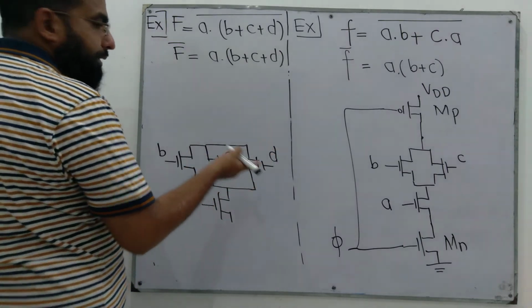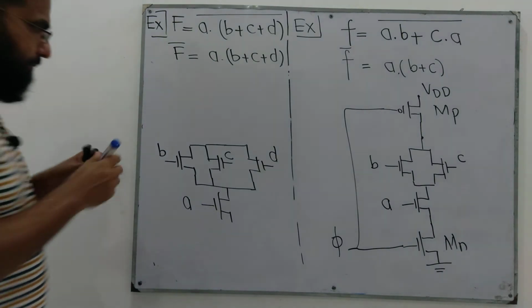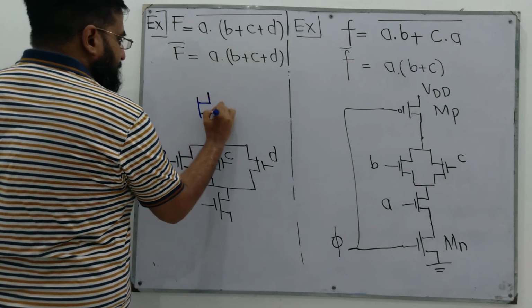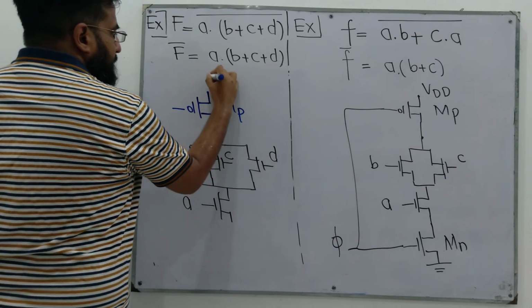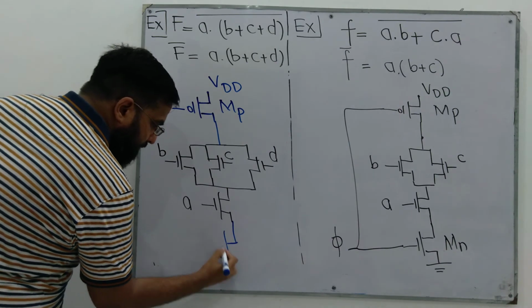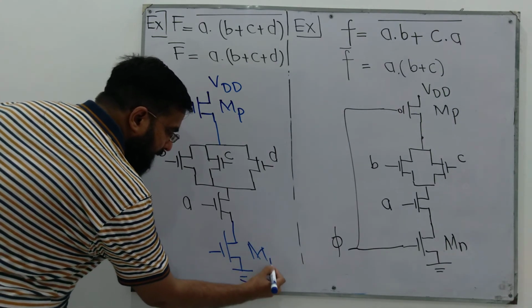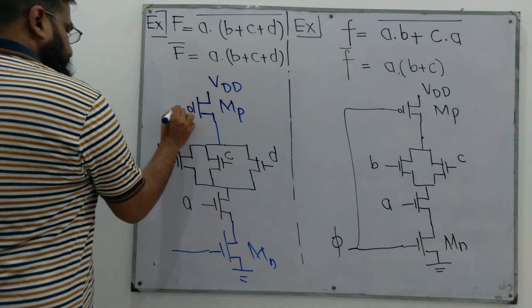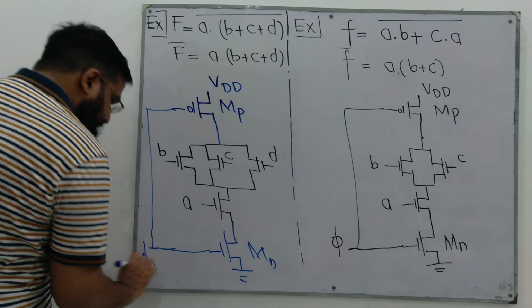And then the two gating transistors MP and Mn, maybe with a different color. MP connected to VDD, and the Mn transistor, its source is connected to ground and the gates are connected to phi.